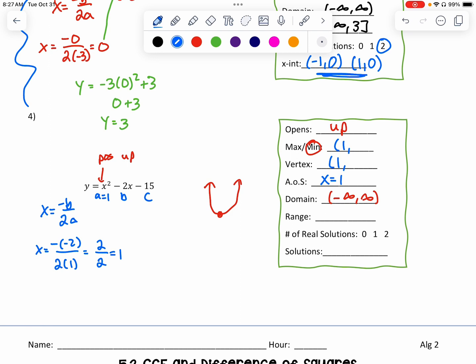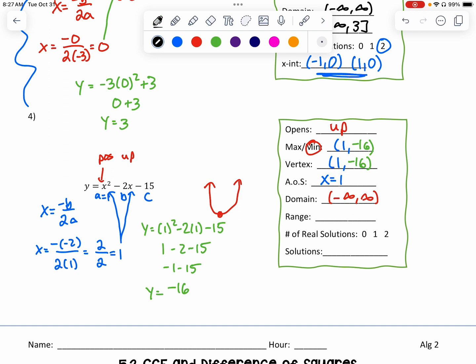Then I've got to plug that in for the x's in the equation. So that'll look like y equals 1 squared minus 2 times 1 minus 15. So 1 minus 2 minus 15, -1 minus 15, so -16 is our y value.